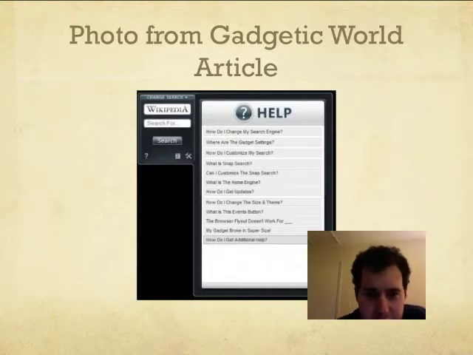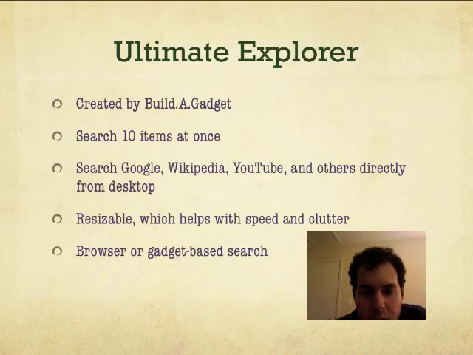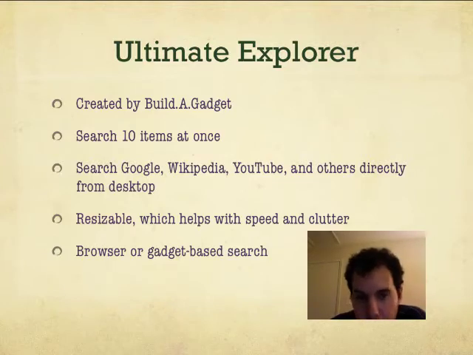With Windows 7, you can move the gadgets around the screen, and Ultimate Explorer is just one of the many gadgets available. It was created by Build a Gadget. They're a company that works really hard on creating new and unique gadgets that are really useful for computer users. One of the features of Ultimate Explorer is that you can search 10 items at one time, and that's a really neat thing to be able to do from your desktop.